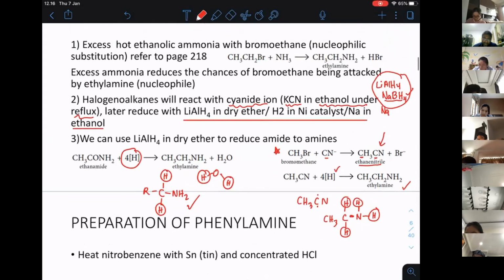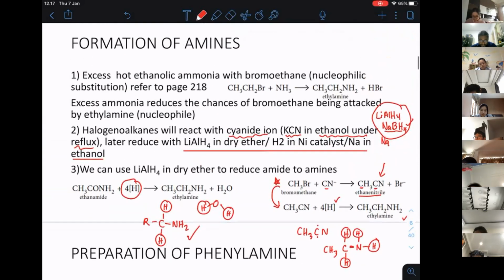So there are a total of three ways we can get amine. Reaction number one, hot ethanolic ammonia with bromoethane, in excess, and you get the amine. Then you can reduce the nitrile. You need to change it into nitrile first: halogenoalkane reacts with KCN in ethanol under reflux to change into nitrile. After that, you do the reduction. Reduction can happen in three ways: LiAlH4 in dry ether, sodium in ethanol, or hydrogen using nickel catalyst. Three ways.